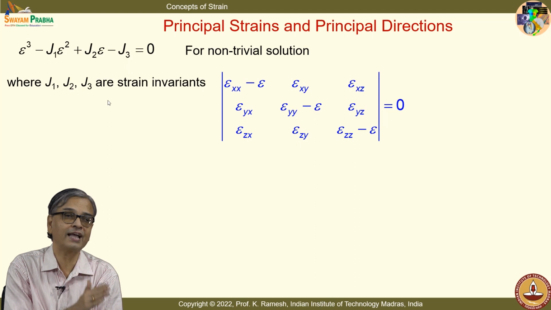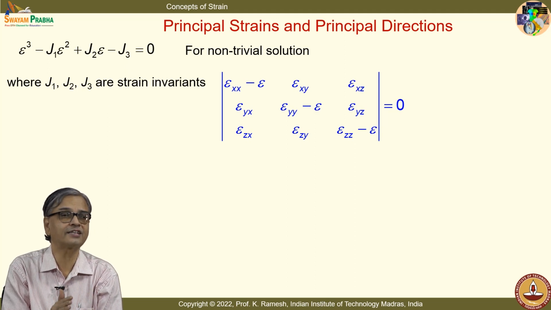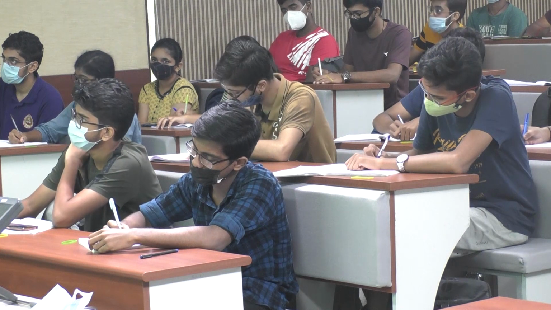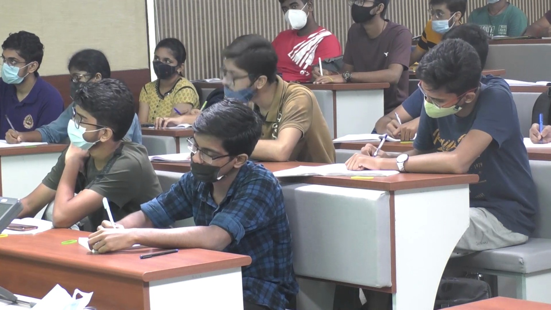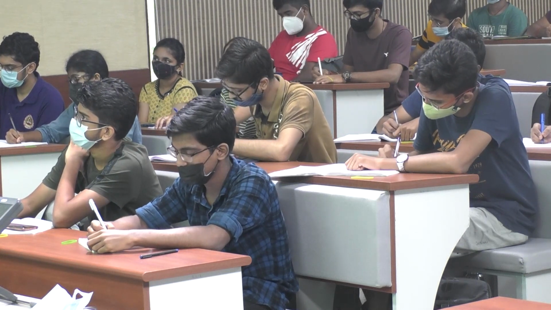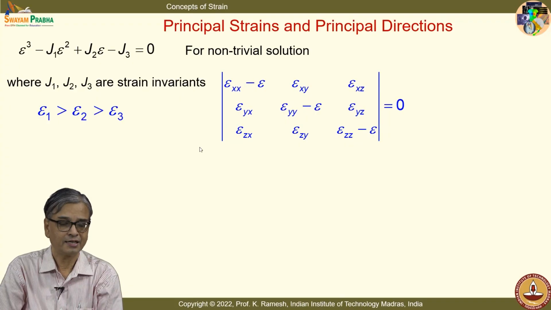Like you had seen I1, I2, I3 as invariants. In this strain discussion, we label them as J1, J2 and J3. And what is the definition of I1? Sum of the diagonal. What is the definition of J1? J1 is also epsilon xx plus epsilon yy plus epsilon zz.